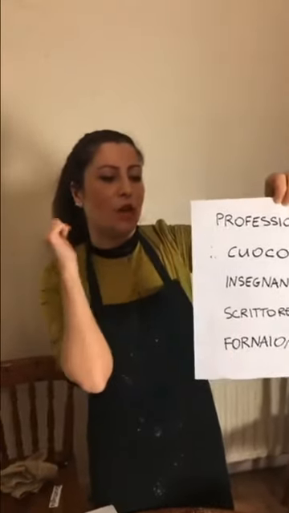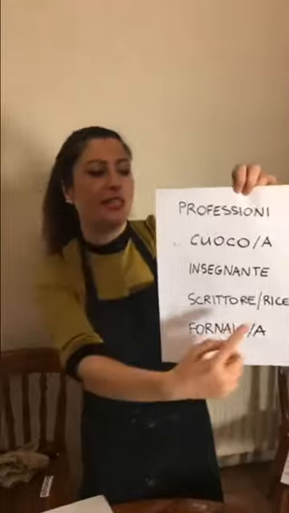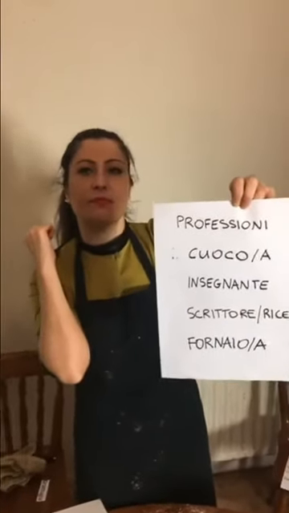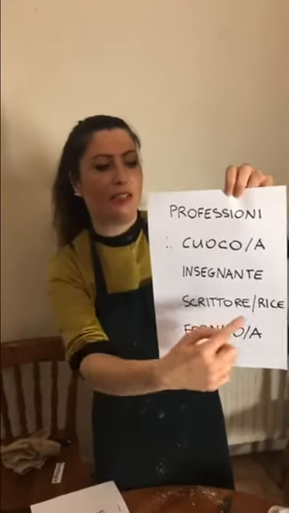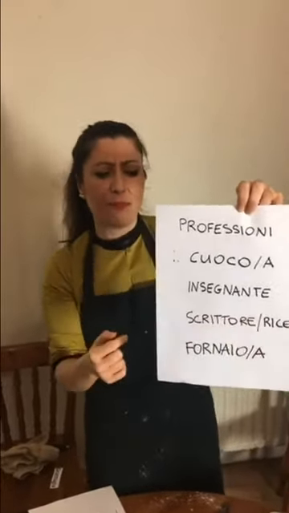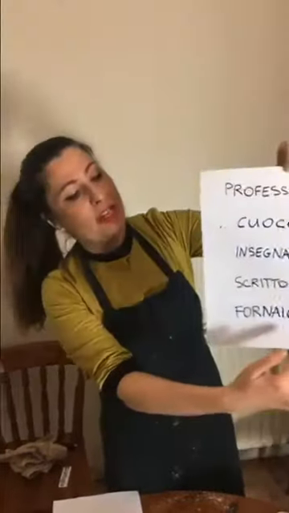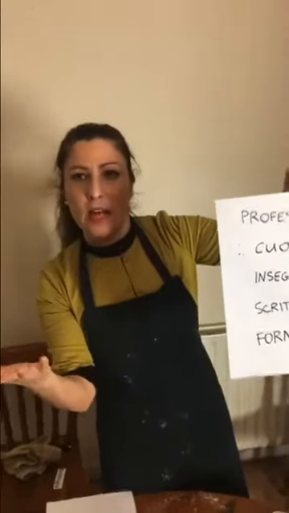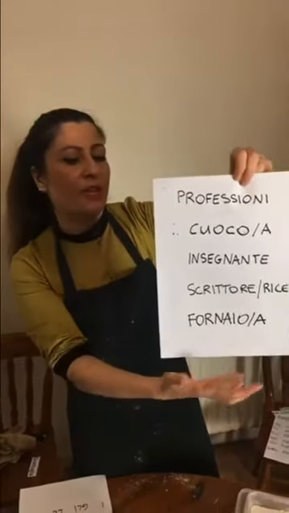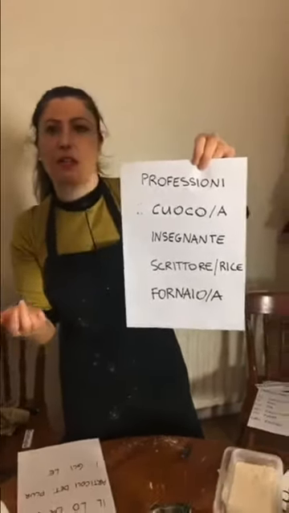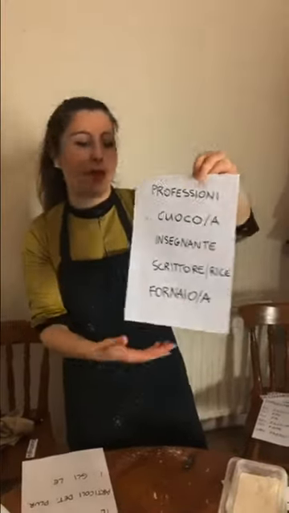Now, scrittore, masculine. Scrittrice, there's a different masculine and feminine. Ore, it's masculine. Rice, it's feminine. And then we have fornaio. Oh, sorry, scrittore is a writer. Scrittrice, female writer. And fornaio is a baker. Fornaia is a female baker.